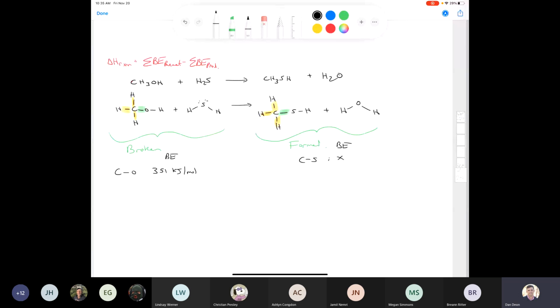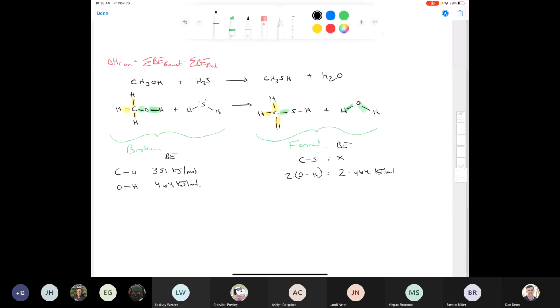What other kinds of bonds am I breaking? Over here, I'm breaking an oxygen-hydrogen bond. So I broke at least 1 oxygen-hydrogen bond, which has a bond enthalpy of 464 kilojoules per mole. And on the other side, in the products, I formed 2 oxygen-hydrogen bonds. So that's going to be 2 OH bonds, equal to 2 times 464 kilojoules per mole.